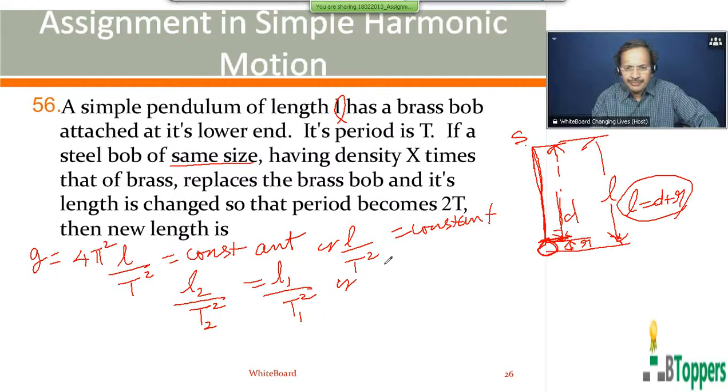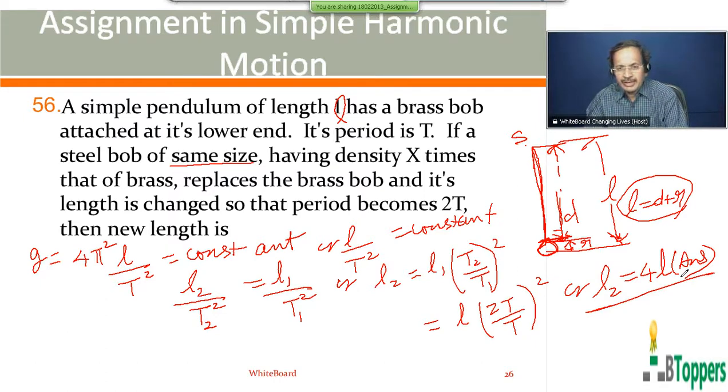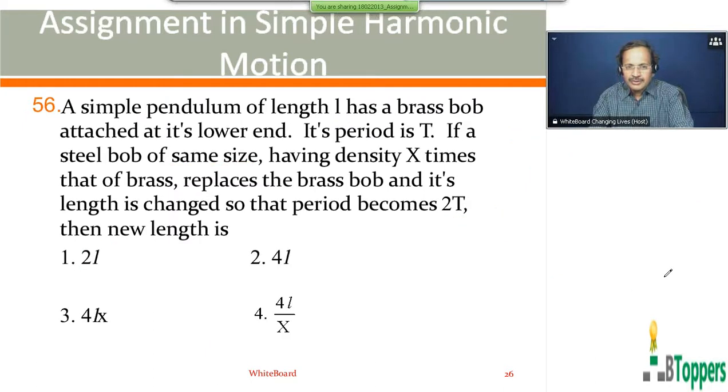So you can write L2 equal to L1 into T2 by T1 whole square. Here L1 is denoted by L, T2 is 2T, T1 equal to T. So the length L2 in the second case will be 4 times the length L of the pendulum in the first case. So that's the answer. Those who want to copy the working can take a pause and copy it. This question was also given in one of the earlier entrance exam papers. So for question number 56, the answer is 2, the second option.